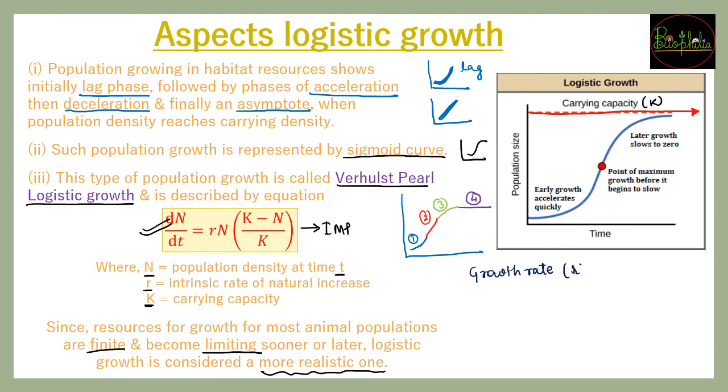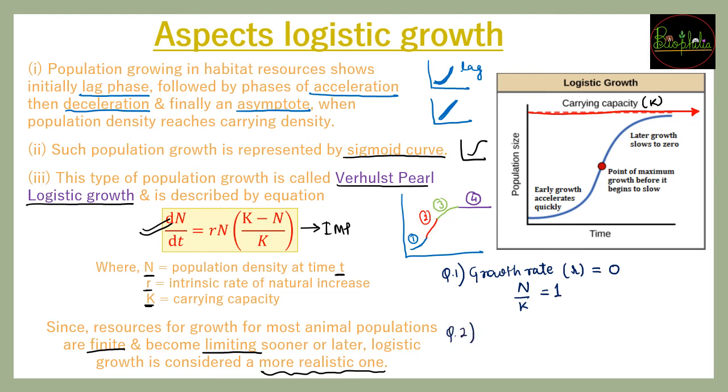So when is the growth rate becoming 0? The growth rate will become 0 when n by k is going to be equal to 1. So this is question number 1 that has been asked, that once growth rate becomes 0, what is going to be equal to unity? It is going to be n by k.